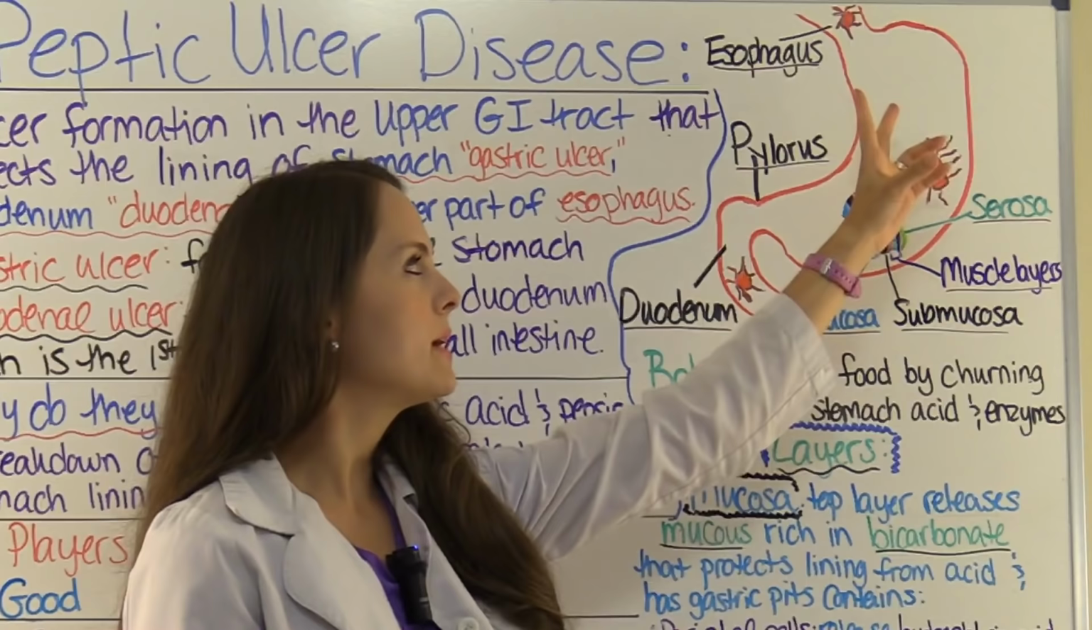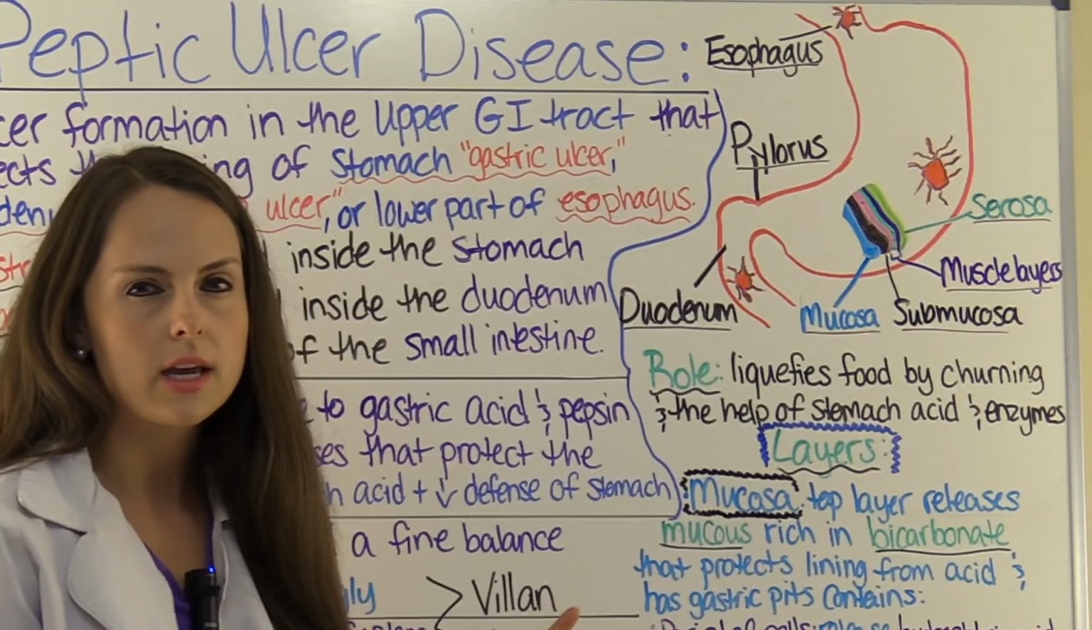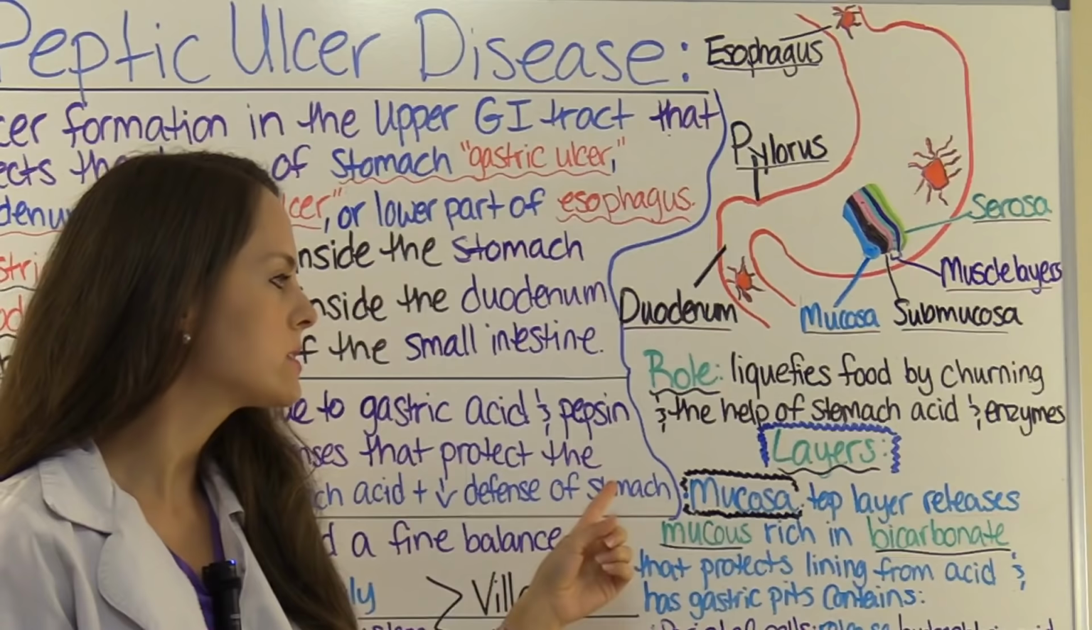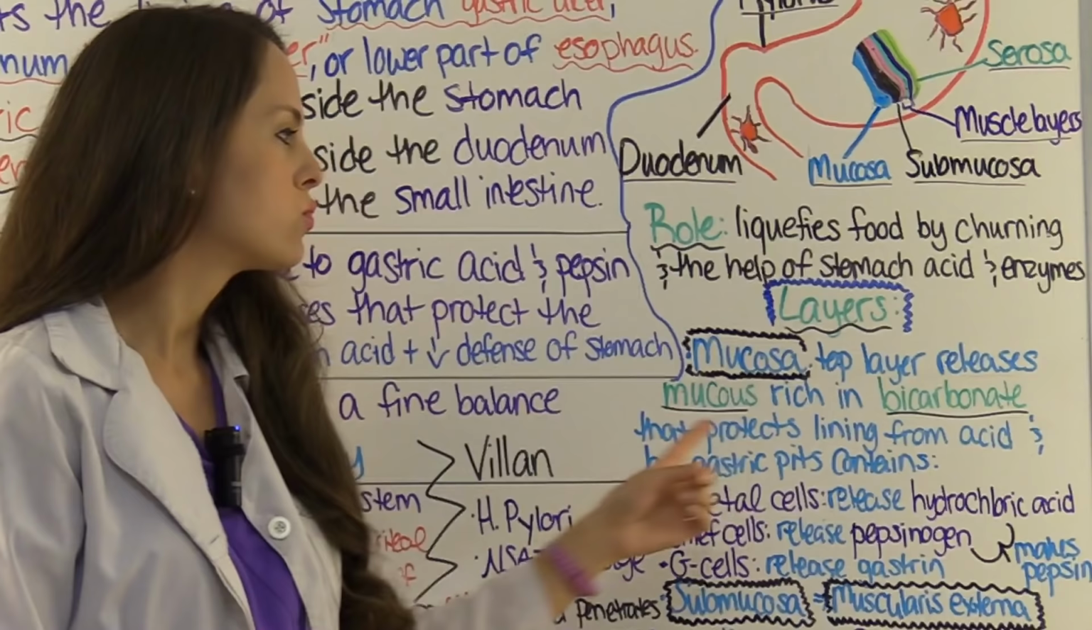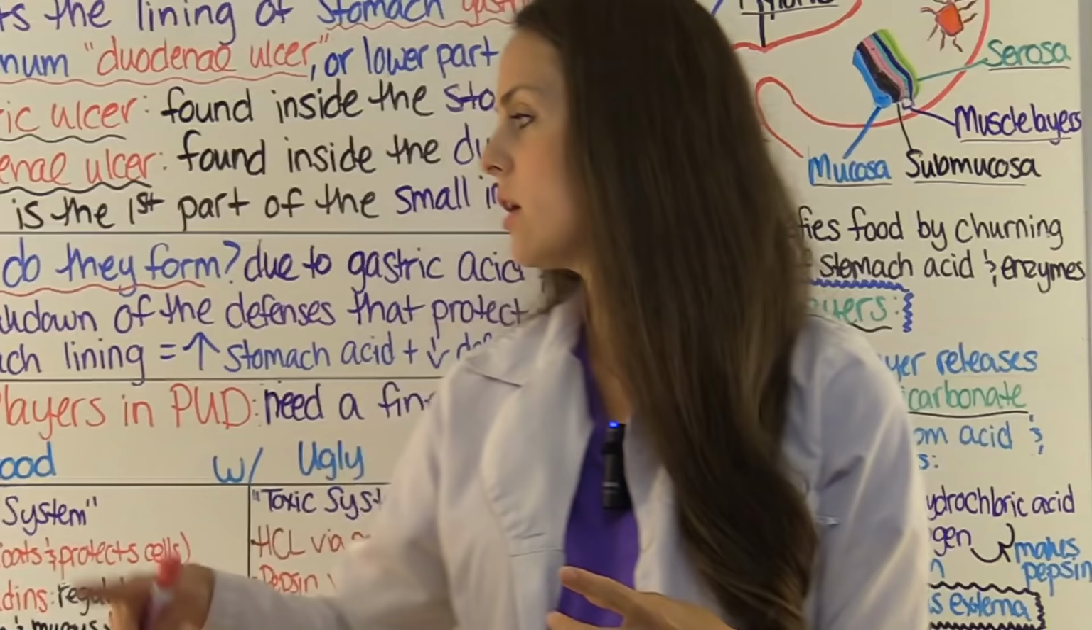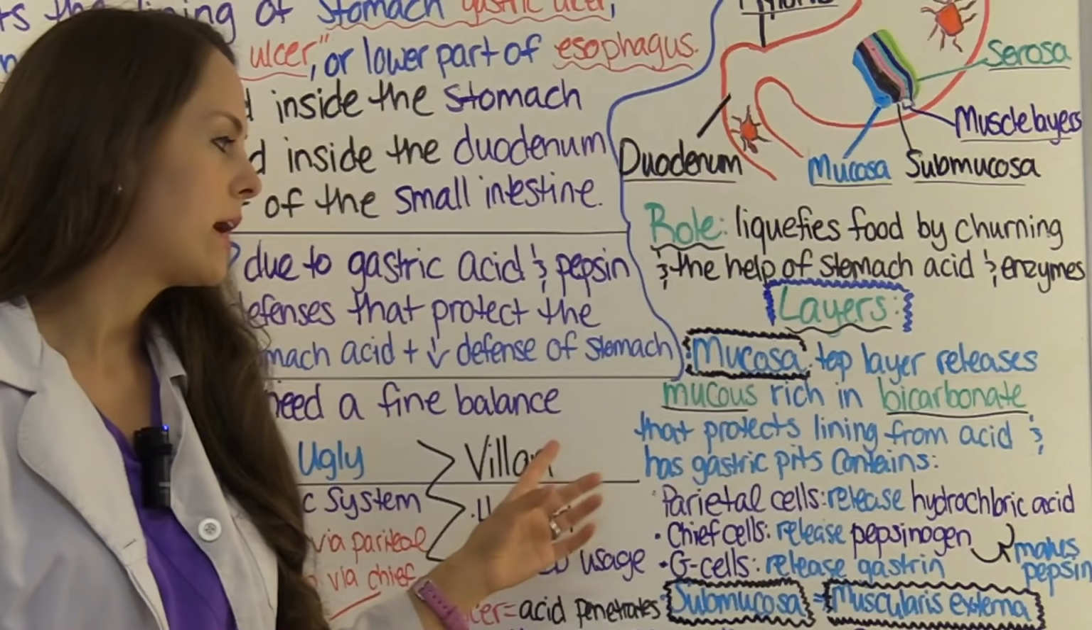Now, your stomach is made up of several layers, and let's go over those layers because we need to know what's in some of the layers to help us know which cells secrete which acids. Okay, so that inner layer that lines your stomach, the top layer, is called the mucosa, and it contains and secretes mucus that is rich in bicarbonate. And bicarbonate protects the lining of our stomach from acid, and it'll be one of our key players in our pathophysiology. So remember bicarb. Now, also in this mucosal layer, we have gastric pits.